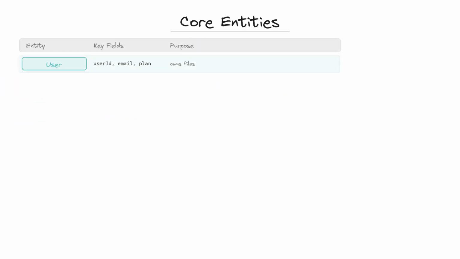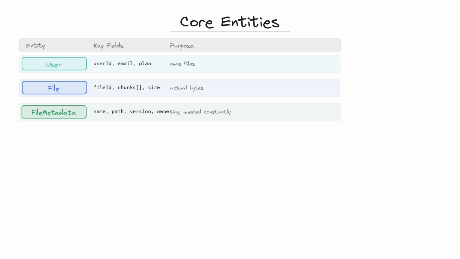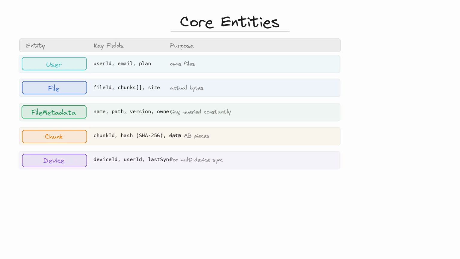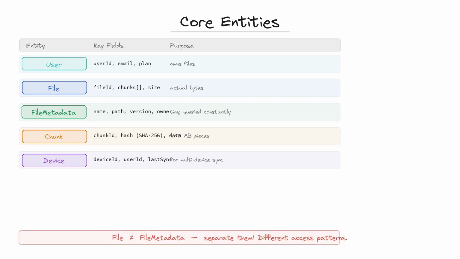Next up, the core entities. These are the objects that get persisted and flow through your APIs. For Dropbox, we have 5 core entities. First, user, who owns and accesses the files. Second, file, the actual content, the bytes. Third, file metadata: name, size, file path, version number, created and modified timestamps, owner. Fourth, chunk. We'll come back to this in the deep dives, but files are broken into chunks for efficient uploading and syncing. Fifth, device. Since syncing is multi-device, we need to track which devices a user has registered.